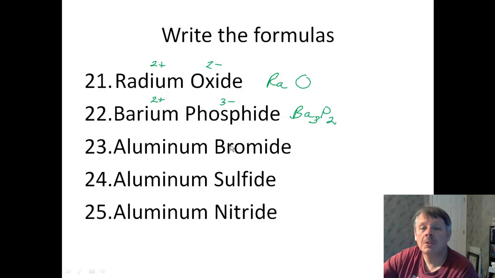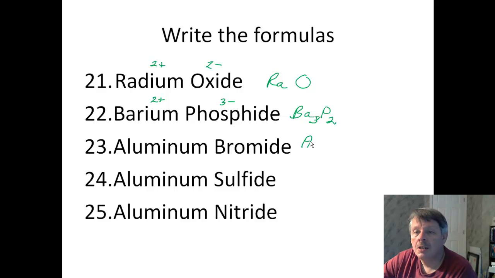All right, how about this one? Aluminum bromide. Well, aluminum is Al, and bromine is Br, and aluminum has a 3+ charge, and bromine has a 1- charge. It's a halogen. So that means I need to have 3 of them. So it's going to be AlBr3 because I have to crisscross my numbers, and my 3 comes after bromine, my 1 after aluminum.